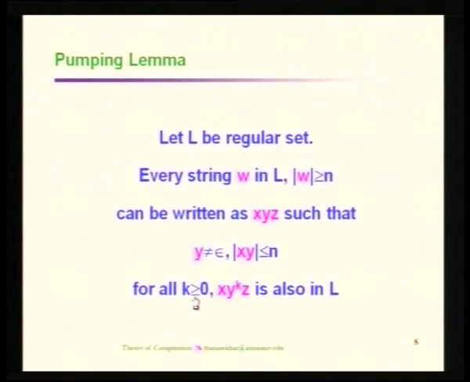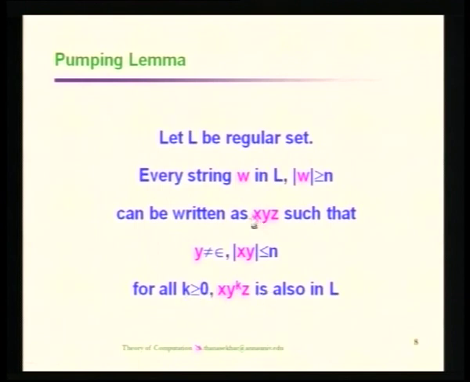That is, for all k greater than or equal to 0, we are going to pump this y k number of times, including 0 times. So, for every value of k, if the pumping yields a string which is there in L, then we can claim that the language is regular. But if you find that for at least one value of k, the resulting string, that is x y to the power k z, is not in L, then immediately we can say that the language is not going to be a regular language.